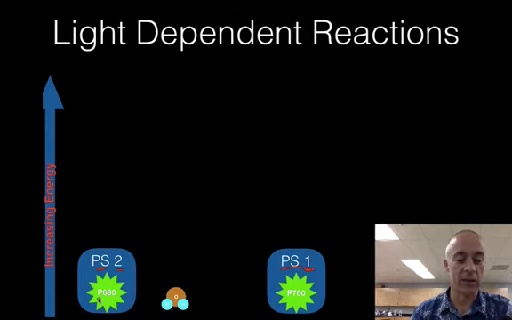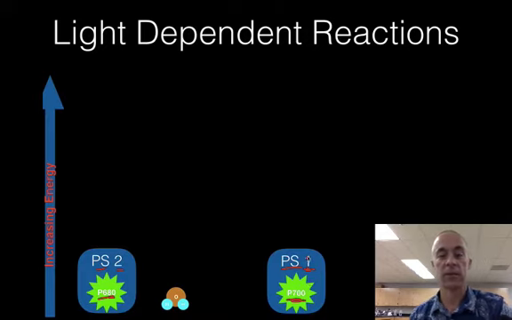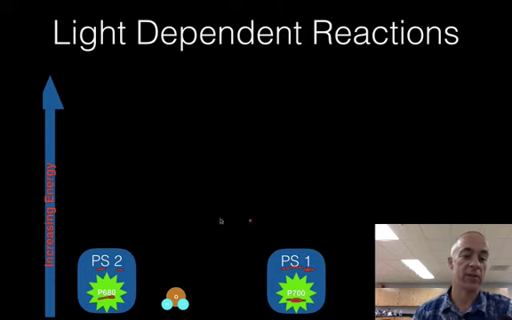You'll also notice there are some numbers in here, P680 and P700. This refers to the wavelength of light that these photosystems absorb the best. So photosystem 2 absorbs light best at a wavelength of 680 nanometers, and photosystem 1 absorbs light best at a wavelength of 700 nanometers. Again, we've got an arrow here indicating an increase in energy. And some other things to notice here, we've got our old friend water down here at the bottom.